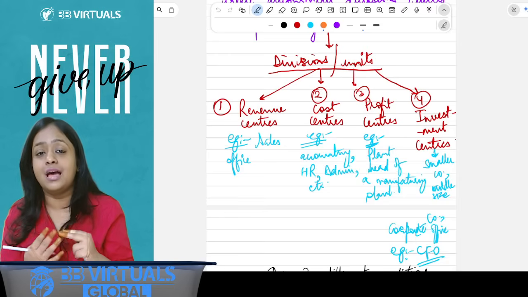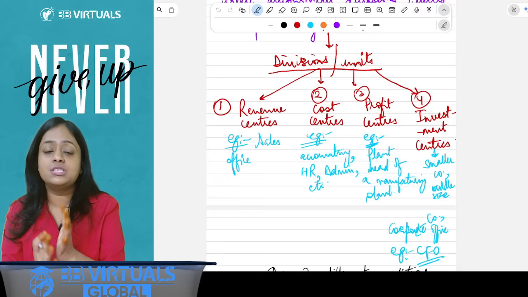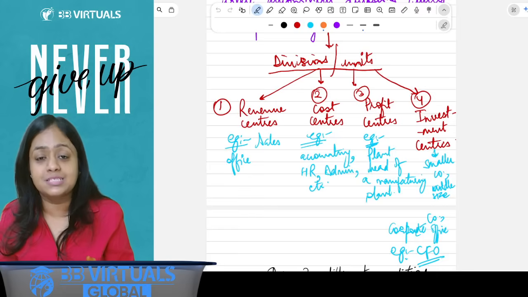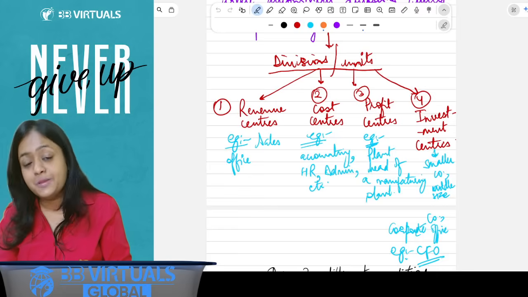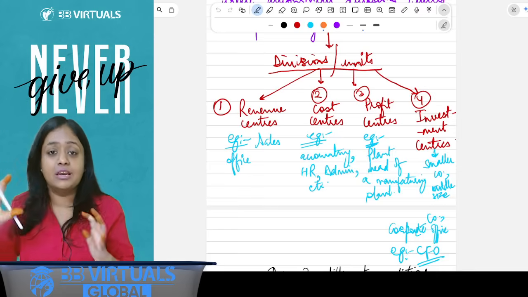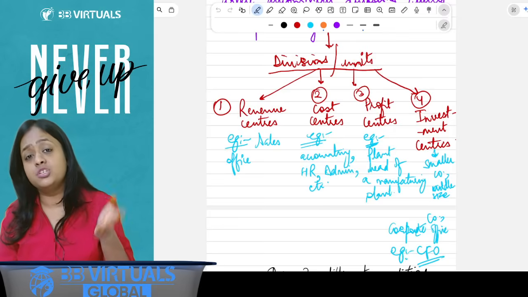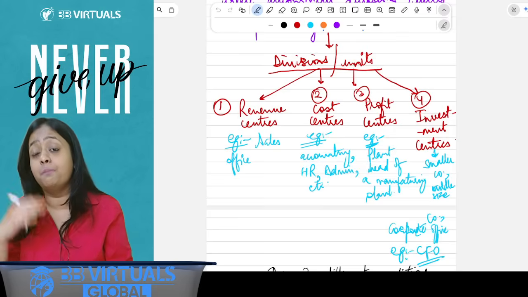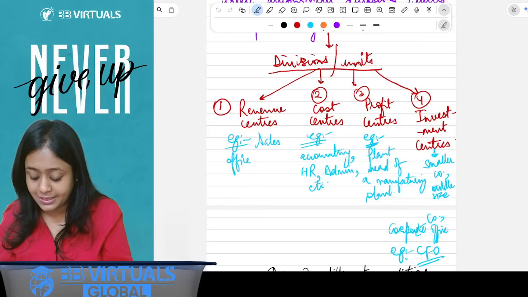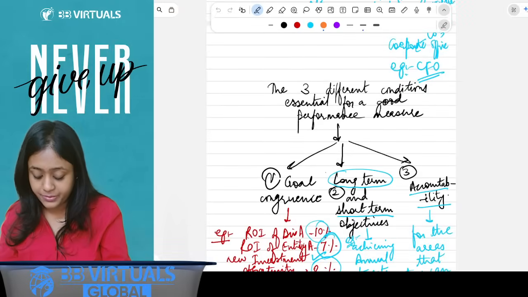Profit centers are like the plant, the branch, the division, which has both sales and cost involved. So their focus is to maximize the profits. Investment centers are like a small company where everything is there under one roof, all the corporate offices of the entity, where the focus is not just to maximize profits but to get better returns on the investments as well. So remember these four categorizations of the divisions or the units into different centers.